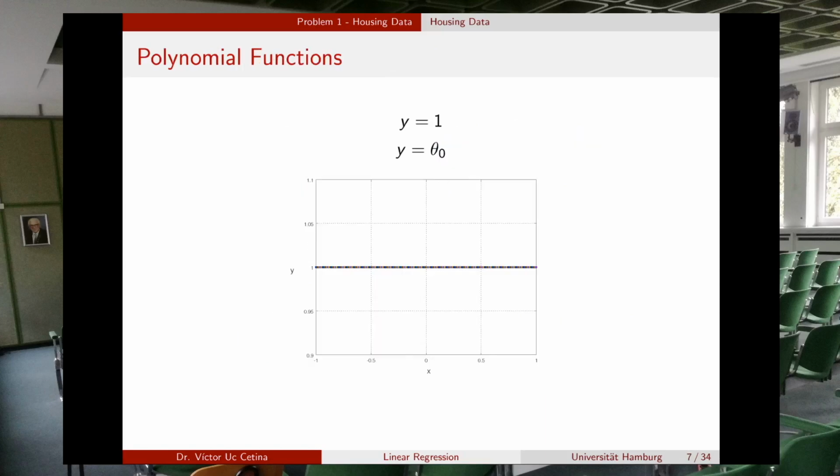Okay, so let's remember how the polynomial functions look like. For example, suppose that you have the function y equals 1. This is equivalent to saying y equals theta 0, which in this case is simply a straight line that is parallel to the x-axis. Now suppose that instead of having only one constant or one parameter, we multiply that parameter by the input variable x. Then in that case we will add some slope to our straight line.